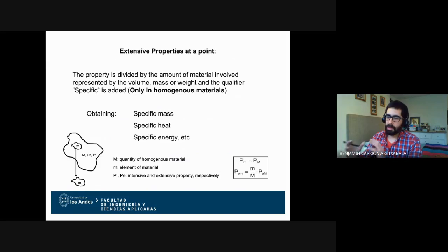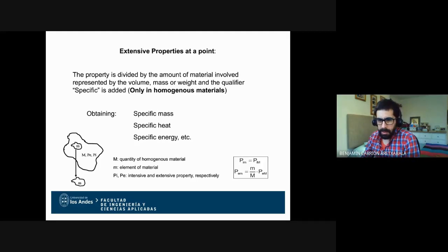Basically, when you remove the dependence on the full material quantity and you make it per unit quantity, due to the continuum property, the typical name that you put in front of that is specific. So density is a specific mass, and heat is a specific heat, and so on. But it's basically the quantity divided by the full quantity of the complete sample.